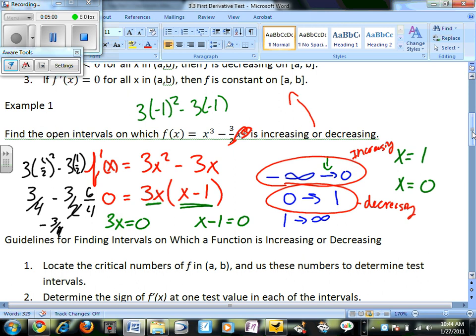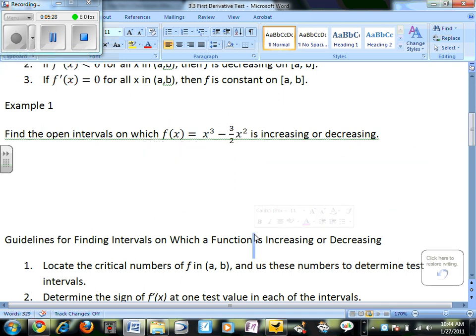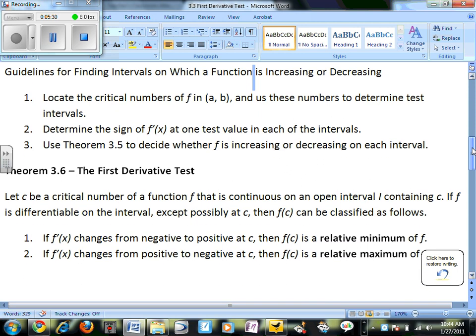And then we got to check our last interval. All right, our last interval, we got to pick a point in between 1 and infinity. Well, let's pick 2. See what our slope is doing at 2. So when I pick 2 in here, I'm going to get 3 times 4 minus 3 times 2, which is 6. So I'm going to have 12 minus 6. I'm going to have a positive 6. Since my slope is positive, I know during this interval it will be increasing.